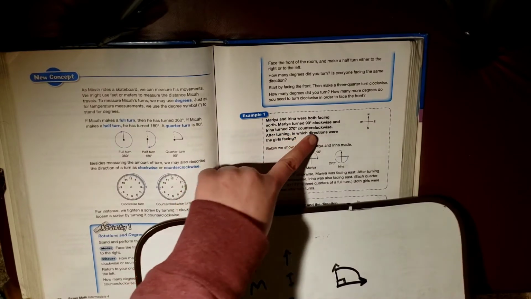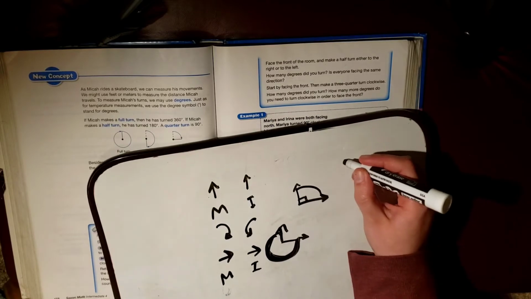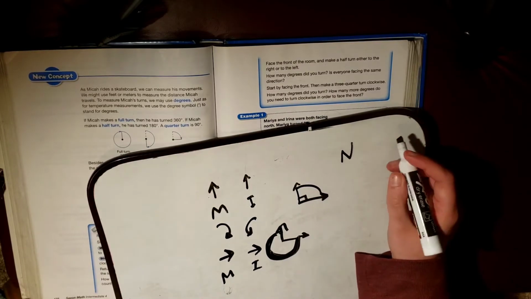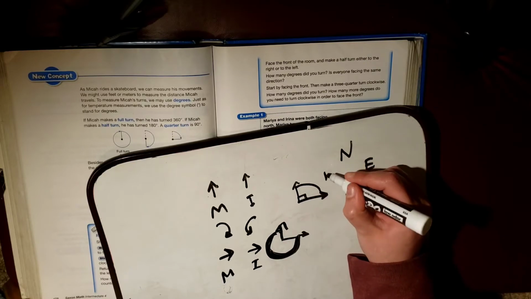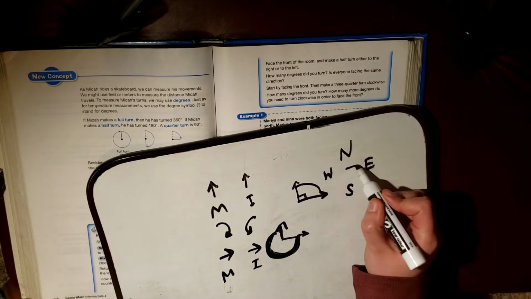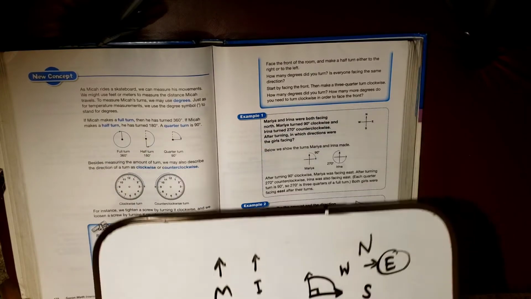After turning, in which direction were the girls facing? We know our directions, we've talked about this before: never eat shredded wheat. So if they're both facing this way, then they are facing east. Or there's never eat soggy waffles, never eat shredded wheat. That's how you remember your north, east, south, west. And that is that.